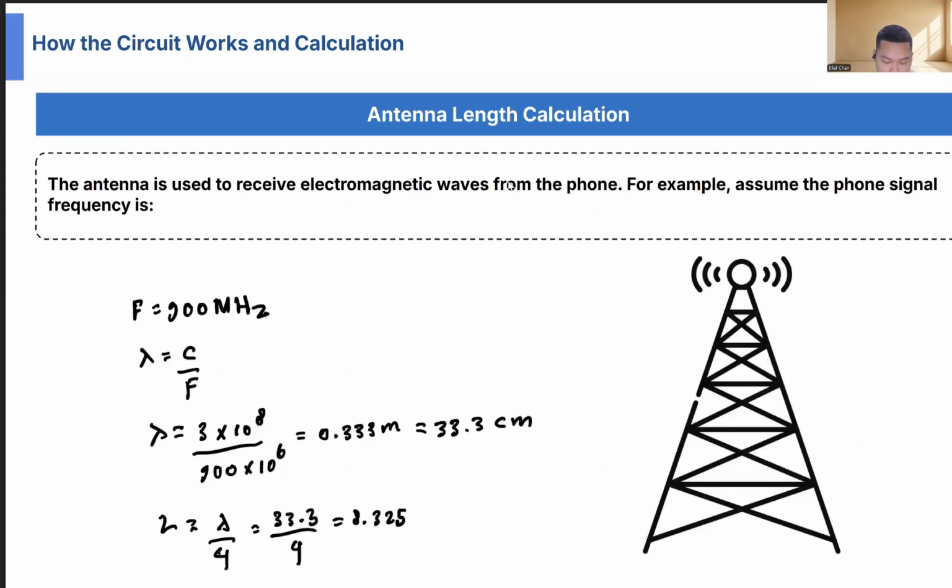The next is the antenna length calculation. This slide shows the antenna length calculation, and in the calculation we assume the phone frequency is around 900 MHz. Using the wavelength equation, lambda equals c divided by frequency, we obtain a wavelength of around 33.3 centimeters. Then using a quarter wave antenna approximation, the antenna length becomes approximately 8.3 centimeters.